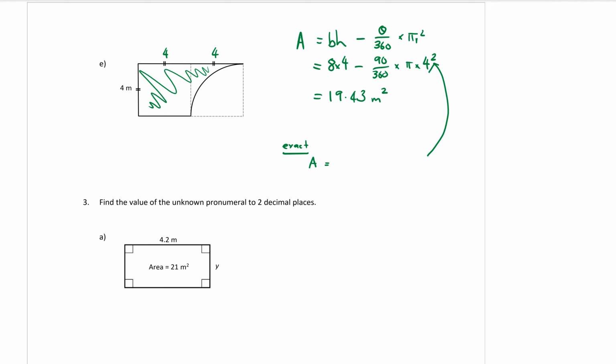No talking, please. 8 times 4 is 32, okay? Minus, so I'm just working from this line here again, 8 times 4 is 32. I want to work out all the parts in here, just leaving the pi out, because the pi is where the decimal part comes in, okay? So if you type into your calculator, and everyone do this please, 90 over 360, leave the pi out, times 4 squared. What do you get?